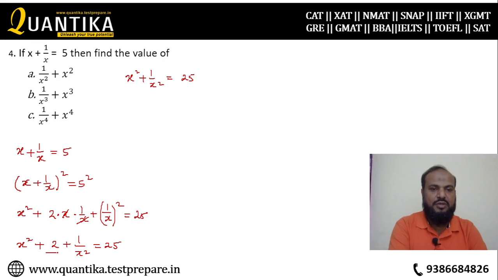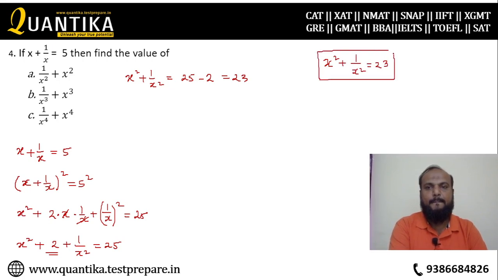Now this 2 which is there on the left hand side will go on the right hand side and it will become 23. So your answer will be x square plus 1 by x square is equal to 23. The first question answered. If the value of x plus 1 by x is equal to 5, then find the value of x square plus 1 by x square.